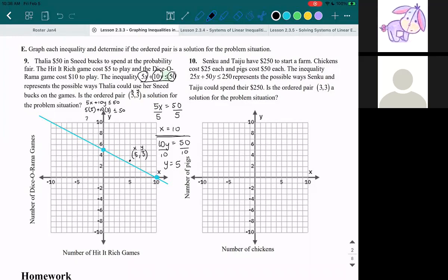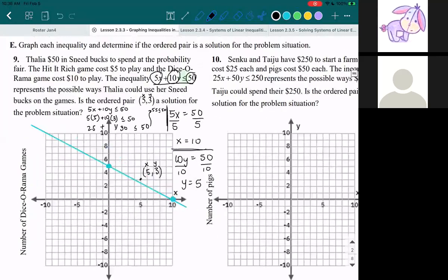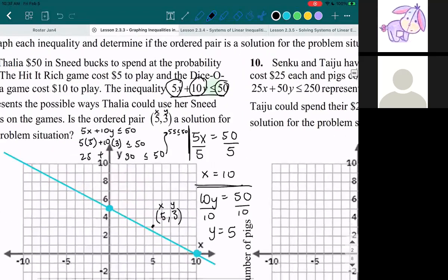So 5 times 5 is 25, and then 10 times 3 is 30. Well, I have no space to write this. I apologize. So 25 plus 30 is less than or equal to 50. Let's rewrite that. 25 plus 30, that's 55, is less than or equal to 50. I'm going to zoom in because you cannot see that.